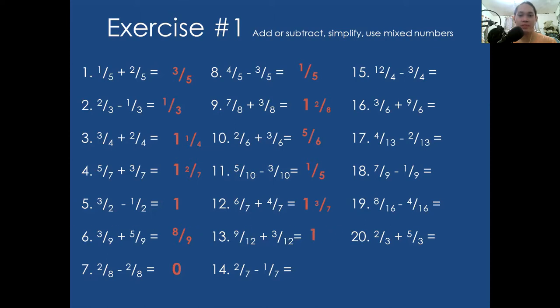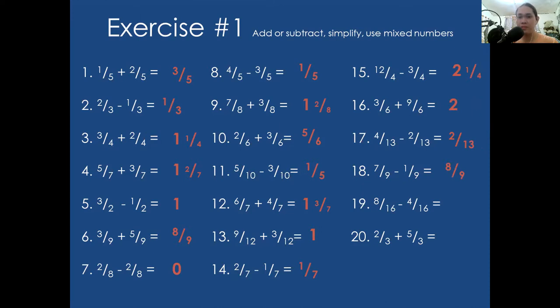For number 13, you have it 1 because it will give you 12 over 12, which is equal to 1. And number 14, you have it 1 over 7. And for 15, you have it 2 and 1/4, or you can have it 9 over 4. And for 16, you have it 12 over 6 or 2. 17, you have it 2 over 13 rather. And for 18, you have it 8 over 9.